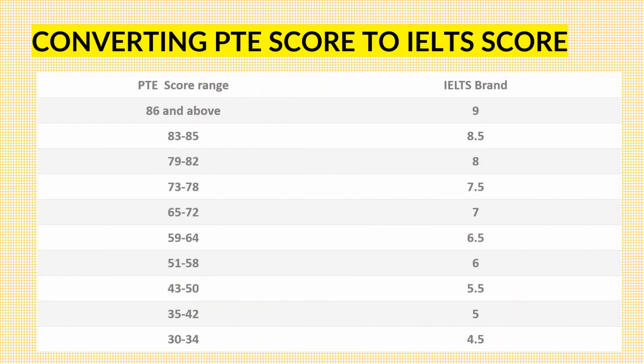Now, before we begin, converting PTE score to IELTS score. In PTE, if you score above 86, then it's a 9 band equivalent to IELTS. If it's 83 to 85, it's 8.5, and 79 to 82, it's 8 band. 73 to 78, it's 7.5, and then it goes on. You can take a look at the series.